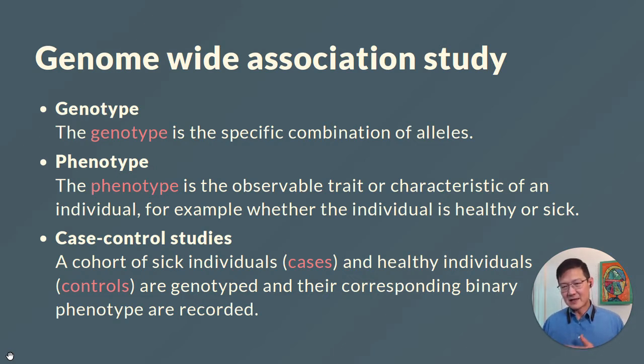Now, the kind of study that we'll talk about today is called a case control study. You go out and recruit a cohort of sick individuals, which we call the cases, and healthy individuals called the controls. Both sets of individuals are genotyped, so you measure all their alleles, and you record whether they are sick or healthy as well, and that's called the phenotype. So the binary phenotype, or the label, if you like, as a machine learner, is also recorded.